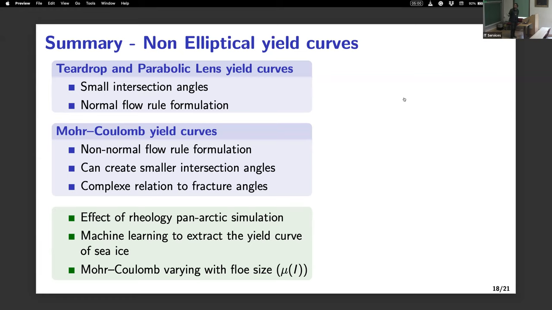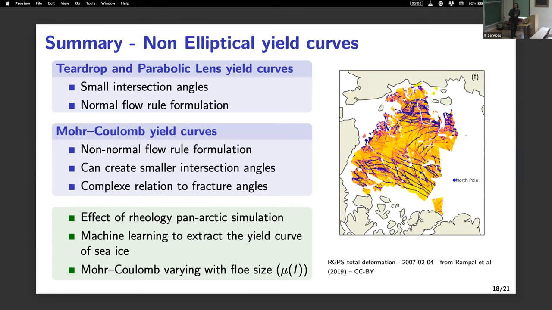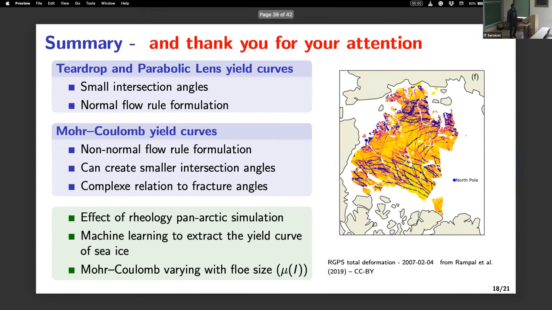It's a Mohr-Coulomb that has this kind of dependence on flow size, and I saw that Agnès Carrément actually published a paper a few days ago about this, so maybe we're going to hear about it in our talk tomorrow. So that's all, and I'm just looking forward to a day where we can reproduce this kind of deformation pattern in the Arctic with really small angles. Thank you for your attention.